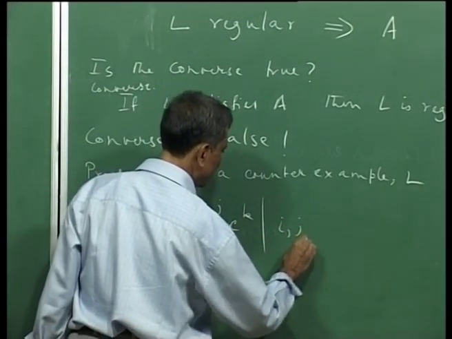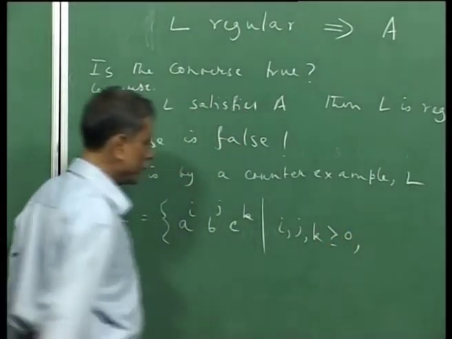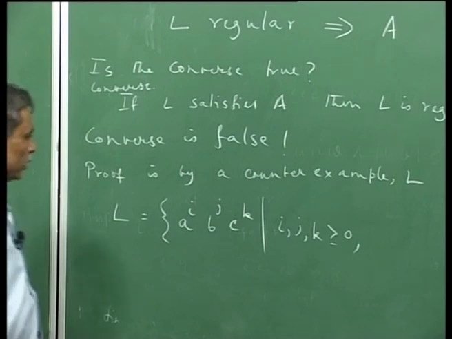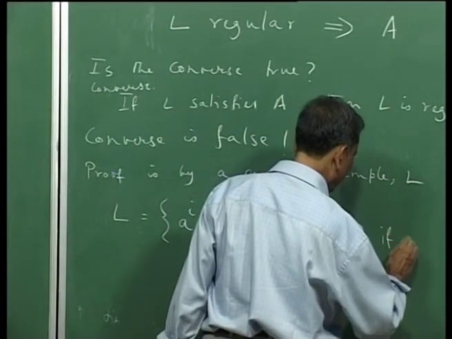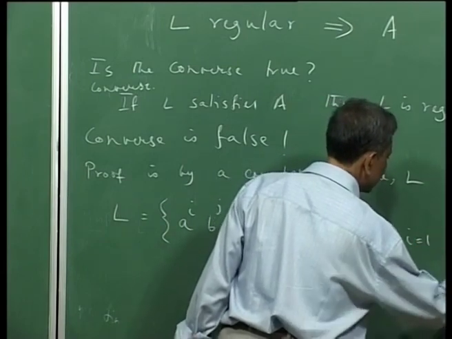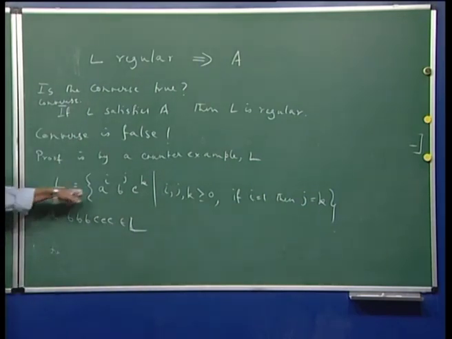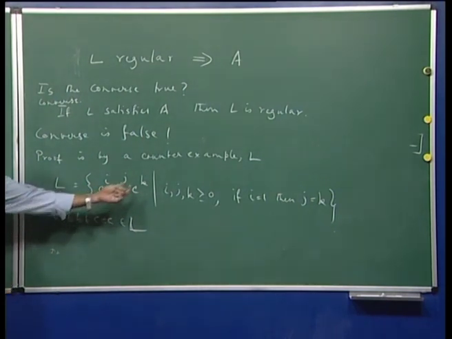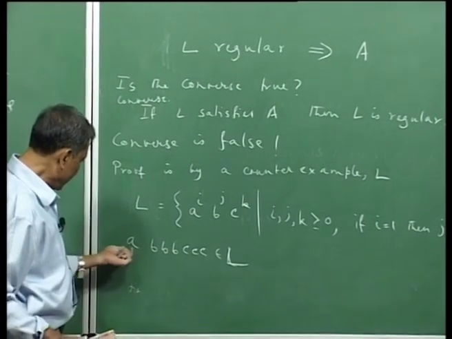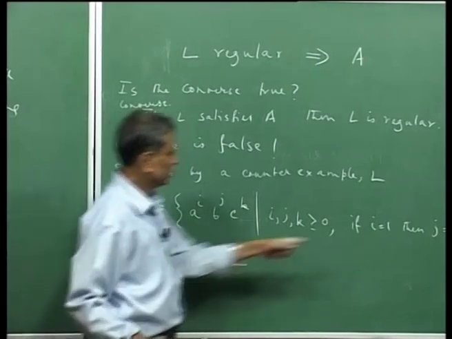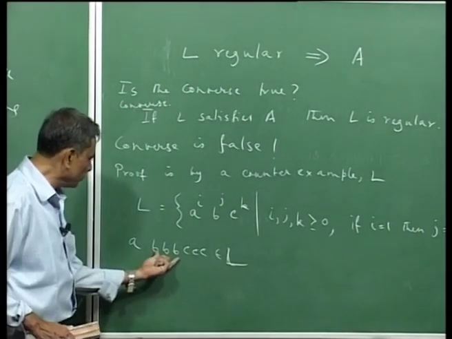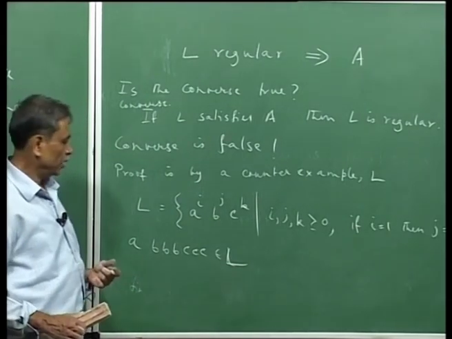First, i, j, k are all greater than or equal to 0. And now the interesting part, the constraint is: if i is equal to 1, then j is equal to k. So, for example, the string a b b b c c c is in the language L. Why? Because it is of the form some bunch of a's followed by a bunch of b's followed by a bunch of c's, and since there is exactly one a, i equal to 1, the number of b's is equal to the number of c's. So, this is in the language.